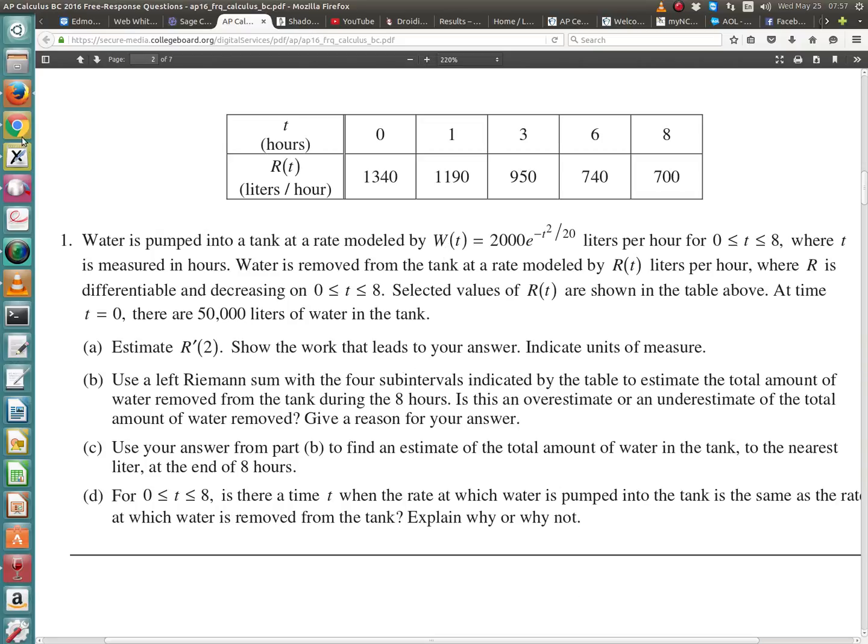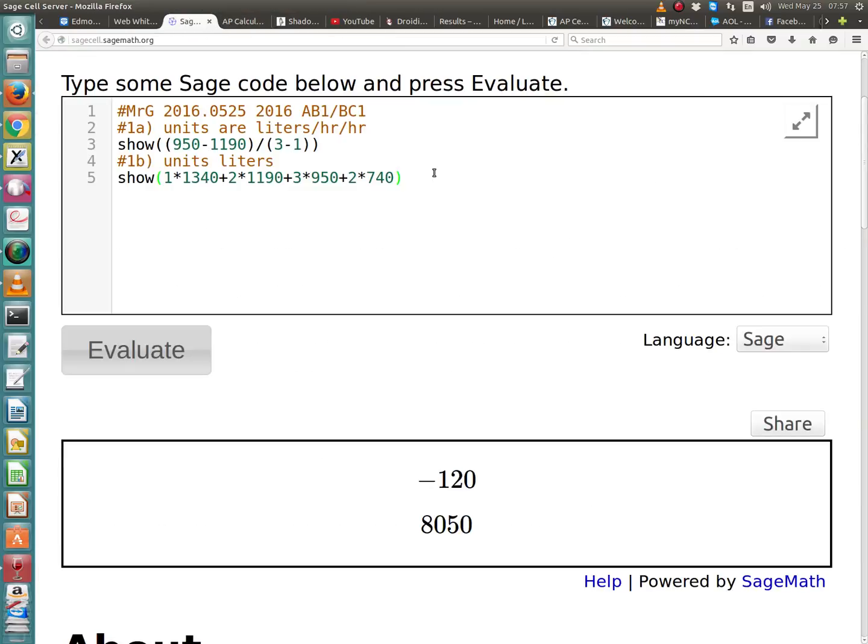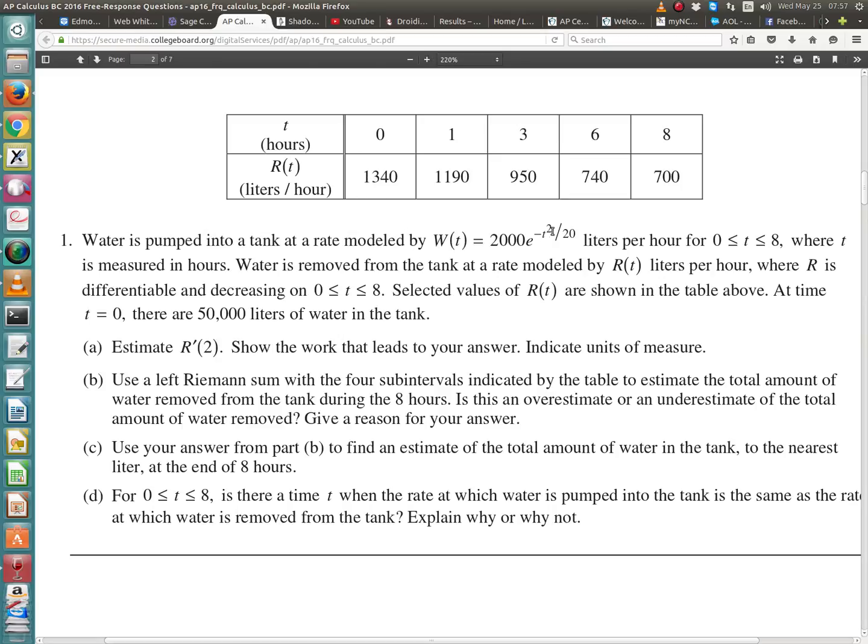All right, so here we go. Where is my say-so? So part C, show the 50,000 minus the 8,050 we just got, right? Plus, plus what exactly? What should I add? The integral of this thing with respect to t from 0 to 8, right?